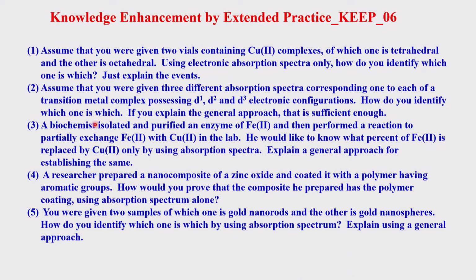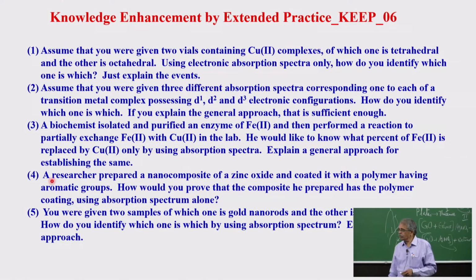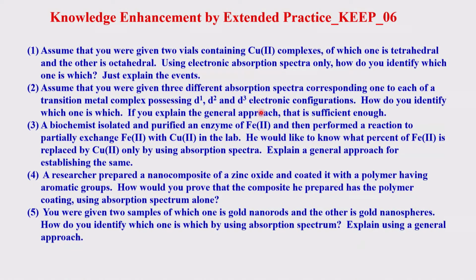Let's go to the next query. Assume that you were given 3 different absorption spectra corresponding one to each of the transition metal complexes possessing d1, d2, d3. Please have a look at the slide because I am reading out from here. So that means you are given 3 compounds in 3 vials. One has a compound with a d1 metal ion, another is a d2, another is a d3. Okay, how do you identify which one is which?